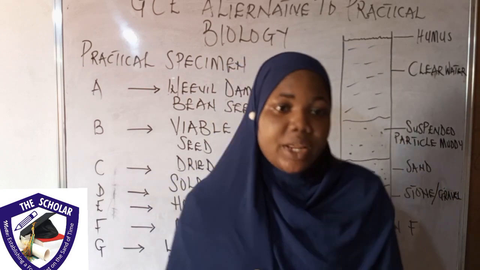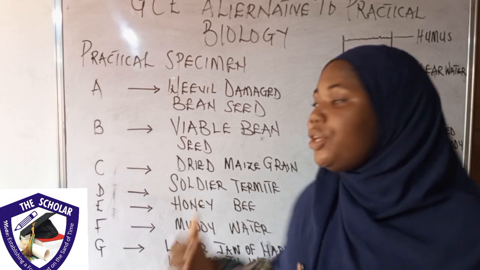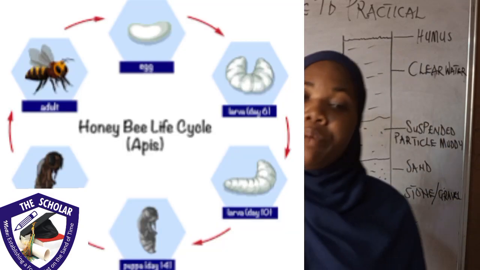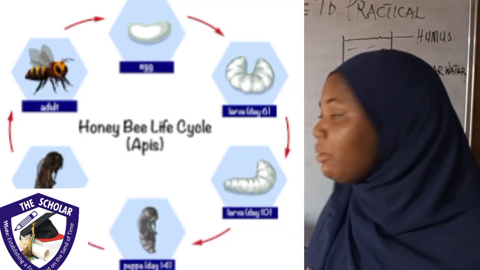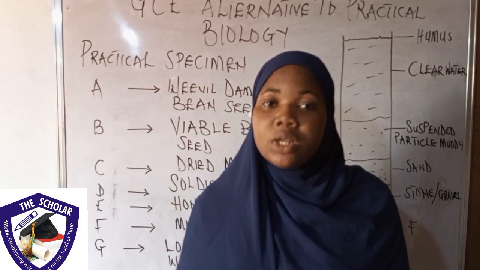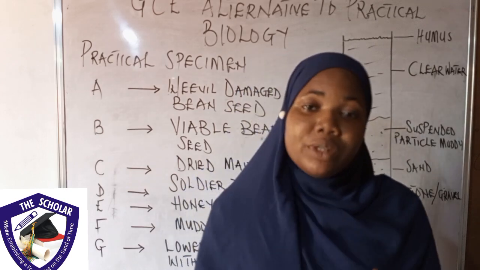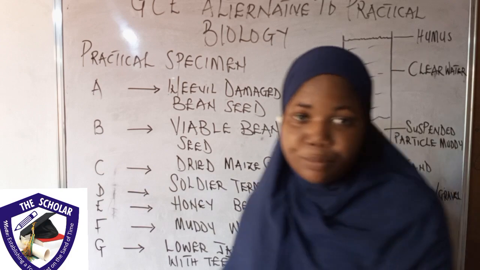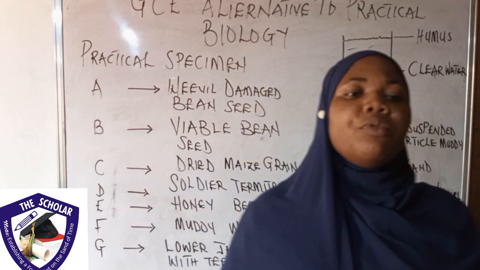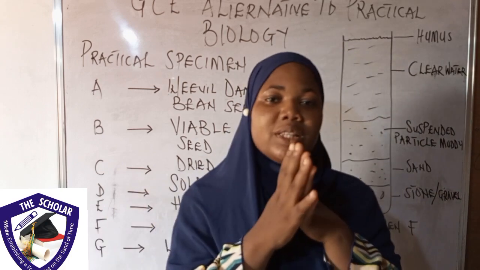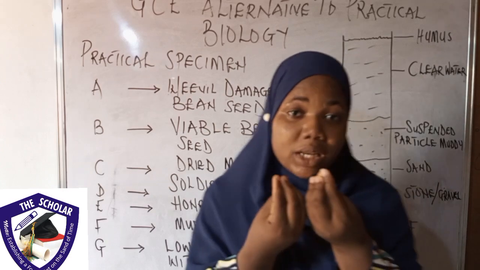That's their wings. They have what? Exoskeleton. But they also undergo what? Complete metamorphosis. They are not like the soldier termite that undergoes incomplete metamorphosis. For the honeybee, they undergo complete metamorphosis. That's egg, larva, pupa, adult. So moving forward, another observable feature you can see is their color. They are what? Pale yellow.